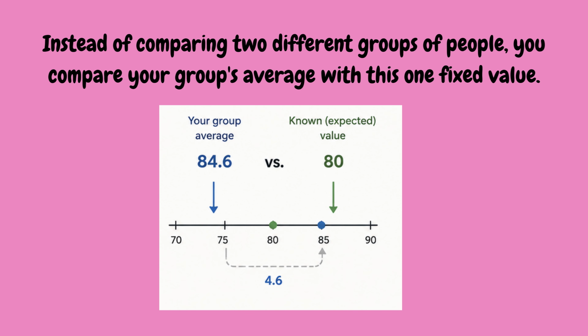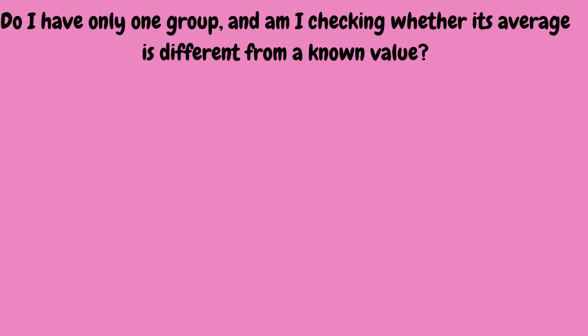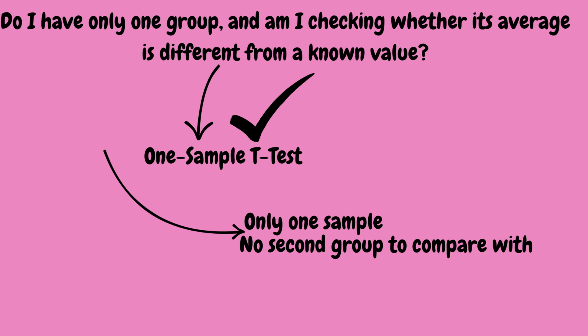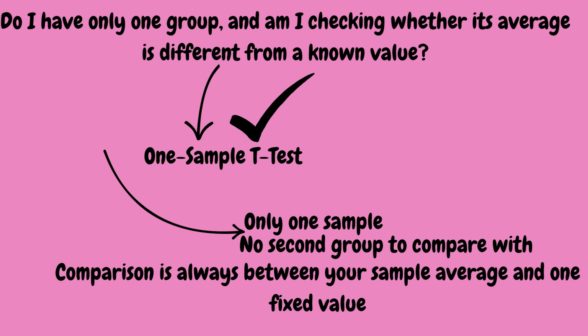A simple way to recognize this situation is to ask yourself, do I have only one group, and am I checking whether its average is different from a known value? If the answer is yes, then a one-sample t-test is the correct choice. The key point is that there is only one sample. There is no second group to compare with. The comparison is always between your sample average and one fixed value.